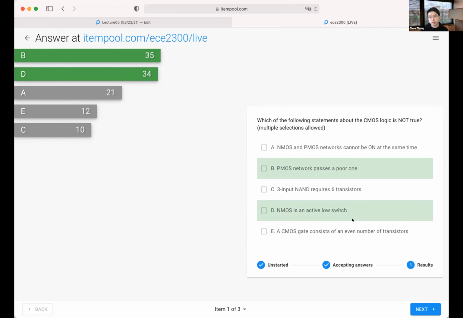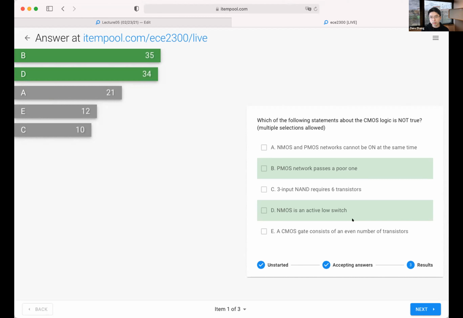The PMOS network is also called a pull-up network. Remember the term from last time? It's connected to VDD, the high voltage, so that's where we use the PMOS network to pass a 1. The NMOS network cannot pass a good 1. The third one is true. We talked about a 3-input NAND, 6 transistors, 3 NMOS and 3 PMOS. And NMOS is active high. The reason I want to include this option is to make sure you know this term. When we say active low, usually we have a bubble. PMOS has a bubble in the symbol, so PMOS is active low, not NMOS.